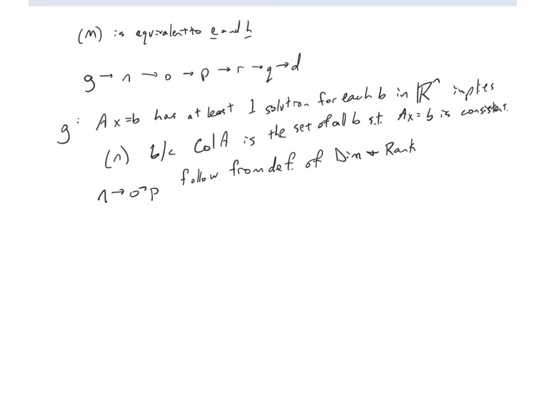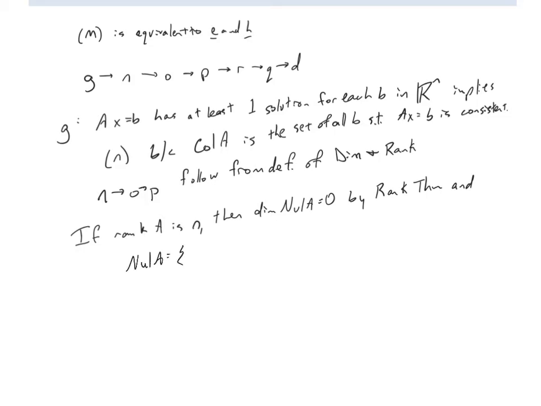All right, and then P to R, let's see. If the rank of A is n, then the dimension of null A has to be 0, and that's from the rank theorem. And also, if the dimension of the null space is 0, then null A is equal to just the 0 vector. So that gives me P to R and then to Q.